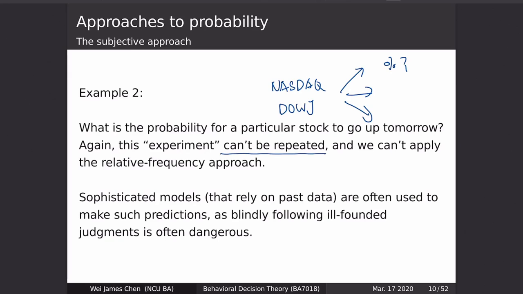You also cannot repeat this experiment, right? Because tonight, when the Dow Jones is up or Nasdaq is up, it only happened once. You can't really repeat the experiment. So we cannot use the relative frequency approach.